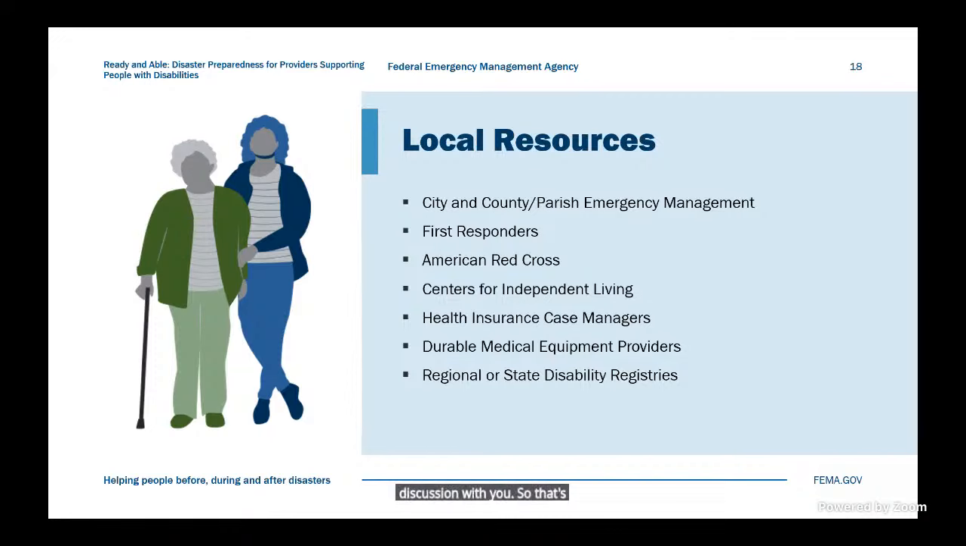But I also let people know, for some peace of mind, that the American Red Cross, which manages a lot of the shelters throughout the US, and I'm not sure about the territories, has volunteers who have been trained on assisting people with disabilities. And so they're able to provide excellent services for people with disabilities who go into shelters. So they're a good resource.